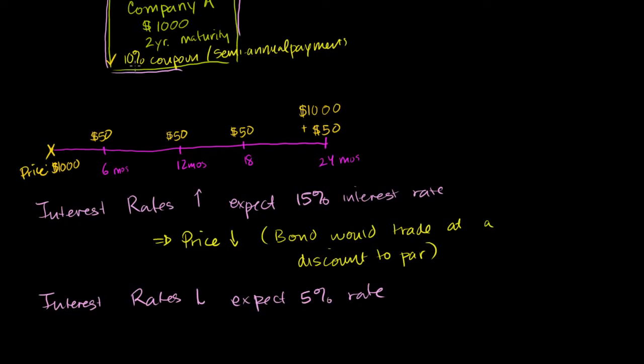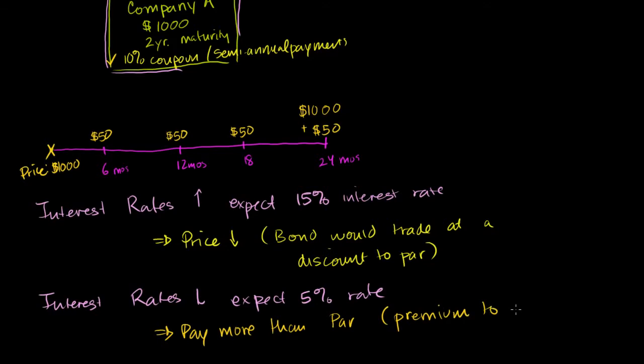I'm not being precise with the math. I really just want to give you the gist of it. So I would pay $1,000 for something giving a 5% coupon now. This thing is giving me a 10% coupon, so it's clearly better. So now the price would go up. So now I would pay more than par. Or you would say that this bond is trading at a premium to par.